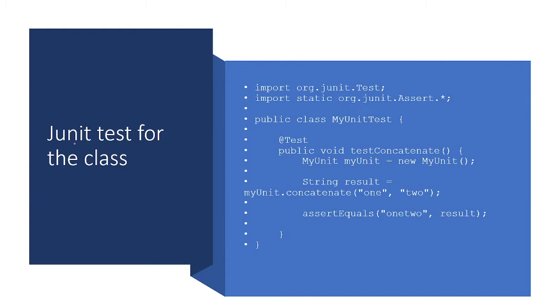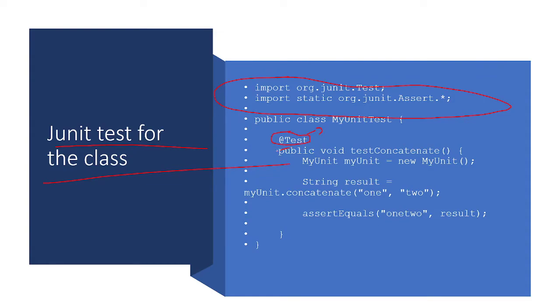Now we have another JUnit test for classes example. We're importing JUnit and the static org.junit assert. Now I have my class, and this is my unit test. In my unit test, I have @Test, the annotation @Test. So I'm saying this is a test.